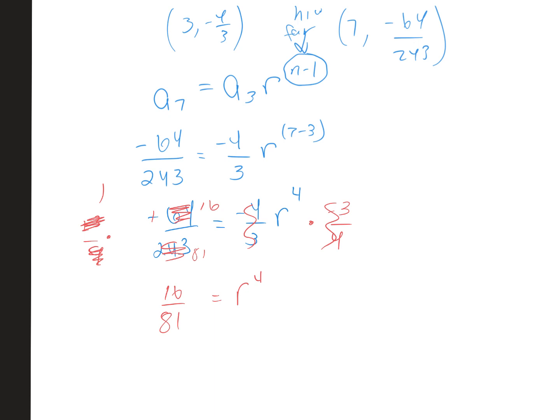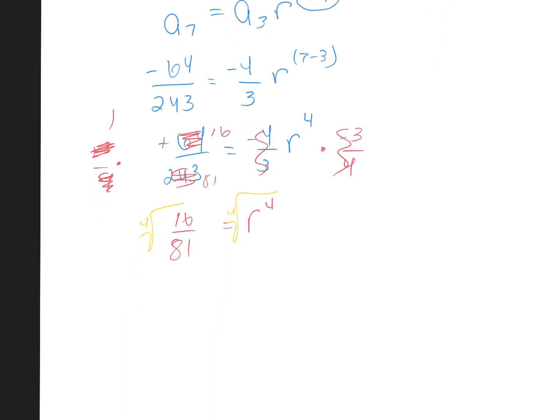Now, I don't want to know what R to the 4th power is. I want to know what R to the 1st power is. So what would I do? I'm going to take the 4th root of each side, right? Agreed? Okay, so I say, what number times itself 4 times gives me 16? No, 4 squared is 16. What number times itself 4 times gives me 16? 2. What number times itself 4 times gives me 81? 3. So your R value is 3.